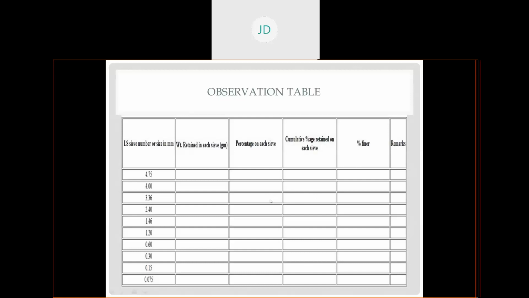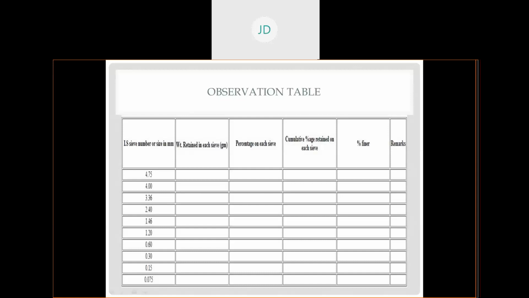Let me give you an example, if there is still confusion. Suppose I want to find out the cumulative percent retained up to this level, that is up to the 3.36 millimeter IS sieve. What is the difference between this column and this column? Suppose I only concentrate on the third sieve, that is the 3.36 millimeter IS sieve. This column represents the amount of soil retained on this particular sieve. Now, the cumulative percentage represents how much soil is retained up to this sieve.